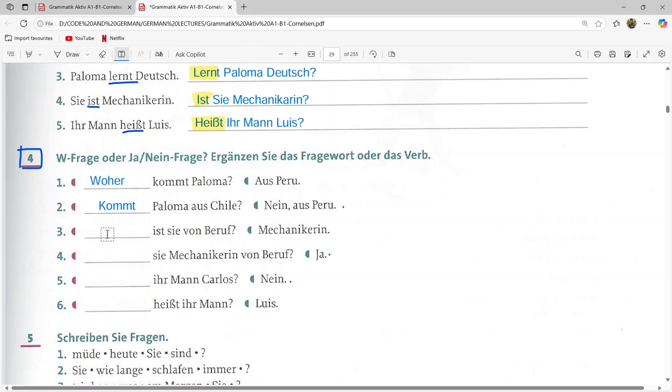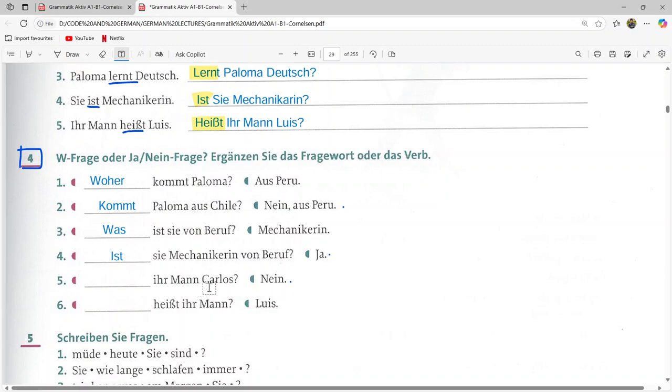Okay, next one. What is she as a profession? So was ist sie von Beruf? Okay, answer is Mechanikerin. Now the next one is a ja, nein, Frage. So at the very beginning we have to use the verb. So ist sie Mechanikerin von Beruf? Is she a mechanic by profession?